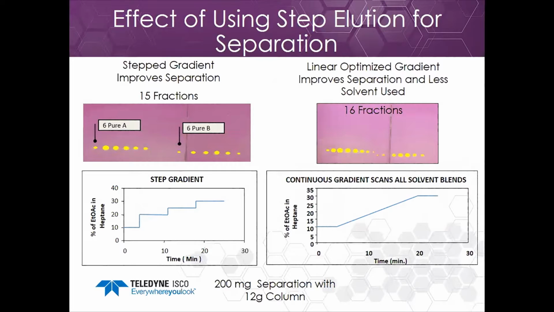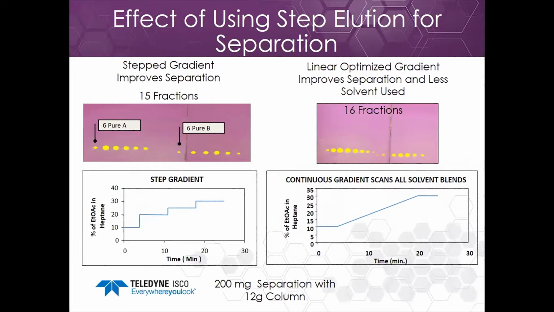If we applied an automated step gradient to this, which is difficult to control in an open column but easy to do in an automated system, we can obtain the improved separation in 15 fractions, where we get 6 pure A fractions and 6 pure B, and then there are 3 empty tubes in the middle, basically.